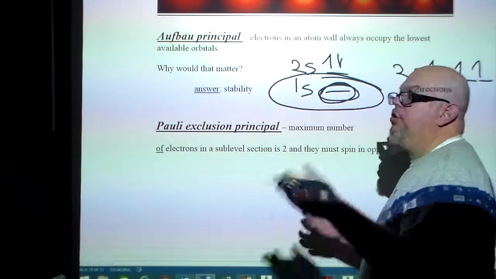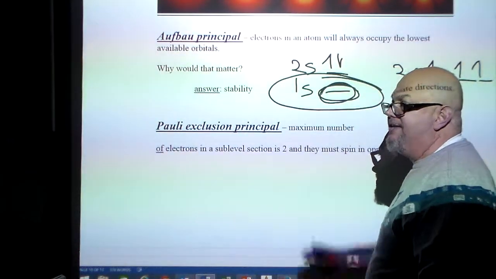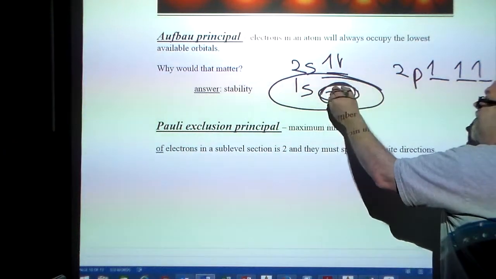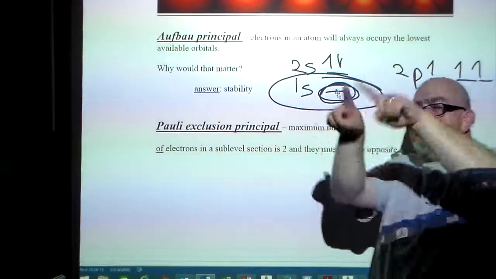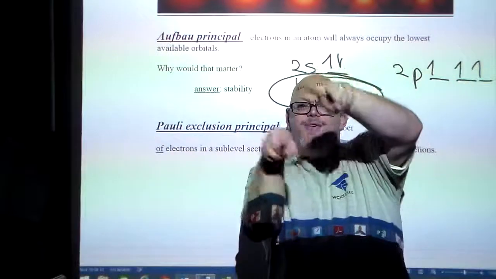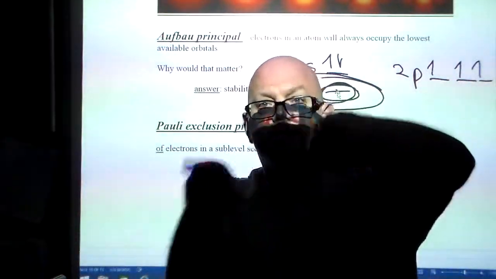And I know I've used the word orbital and sublevel. They pretty much mean the same thing. Okay, it's an area where the electrons hang out in. But the maximum you can get in a sublevel is 2, and they have to spin in opposite directions. Okay, and that's the general idea when I had you guys do the thing with the fingers. And I had you guys spin the fingers in opposite ways.